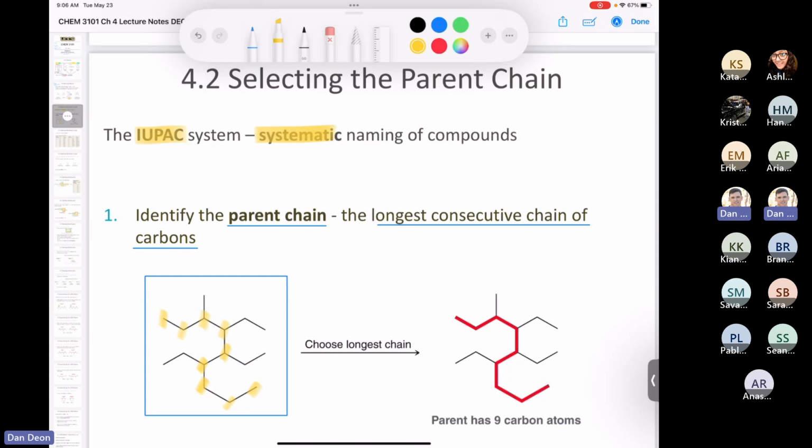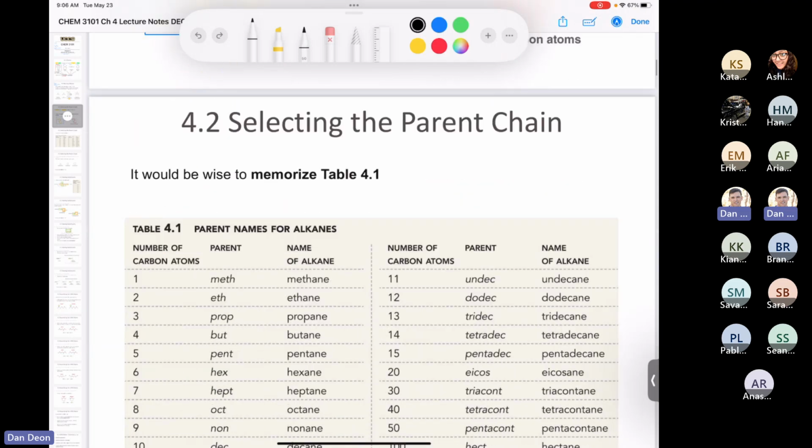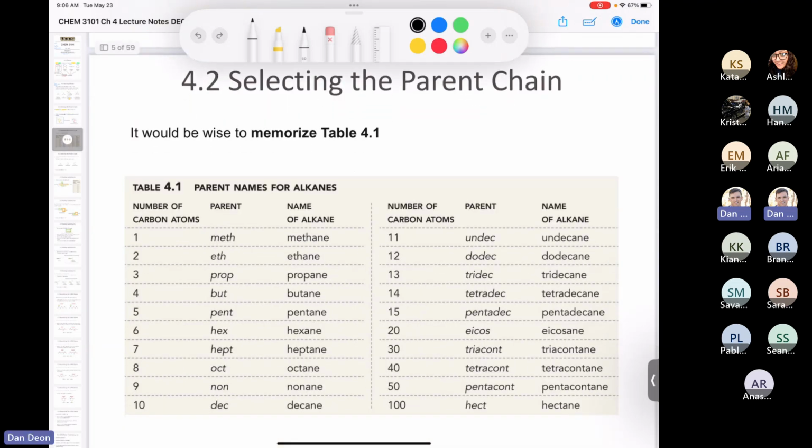Students will sometimes think, well, shouldn't it just be laid out for me in a straight line like this? Sometimes, yeah, but sometimes no. It might twist, it might turn, it might bend. So you just have to look until you find it. Okay, so first thing is find the longest carbon chain. And then you have to give a name to that parent. So how do you name the parent? Well, you're going to apply one of these names over here.